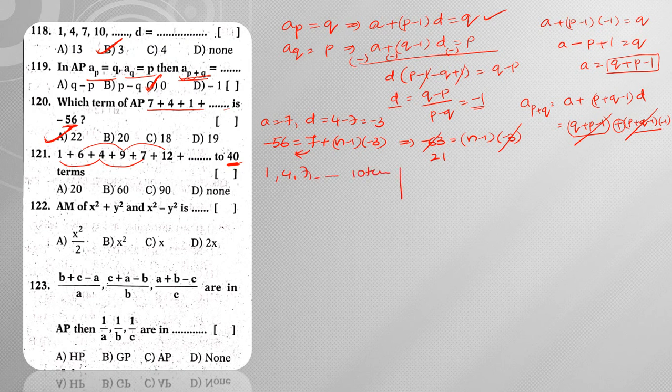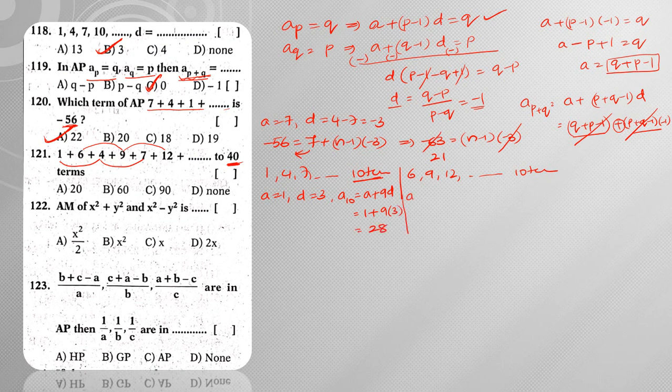The same way 6, 9, 12 and so on till 10 terms. Now based on this, what is the value of A? A value is 1, D value is 3. Then what is the 10th term here? So A10 is equal to A plus 9D, A plus 9 times D, which is nothing but 1 plus 9 into 3. So 9 times 3 is 27 plus 1, 28.